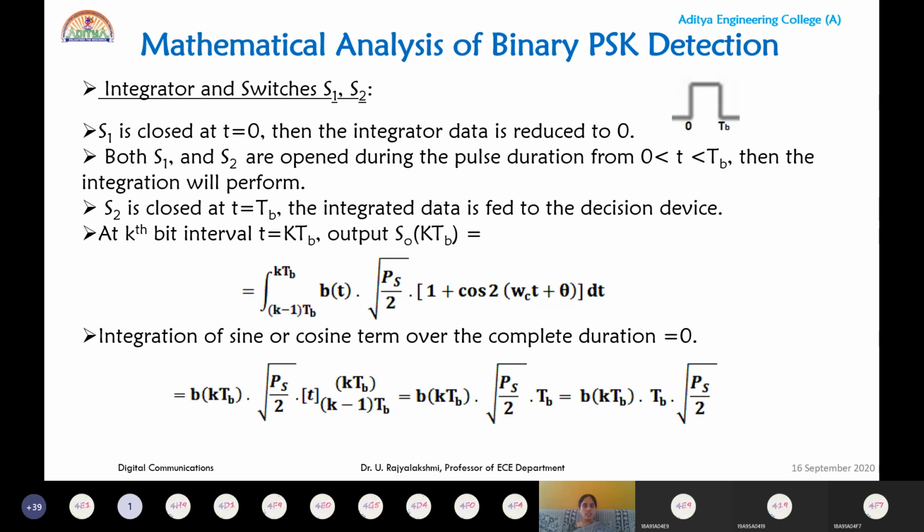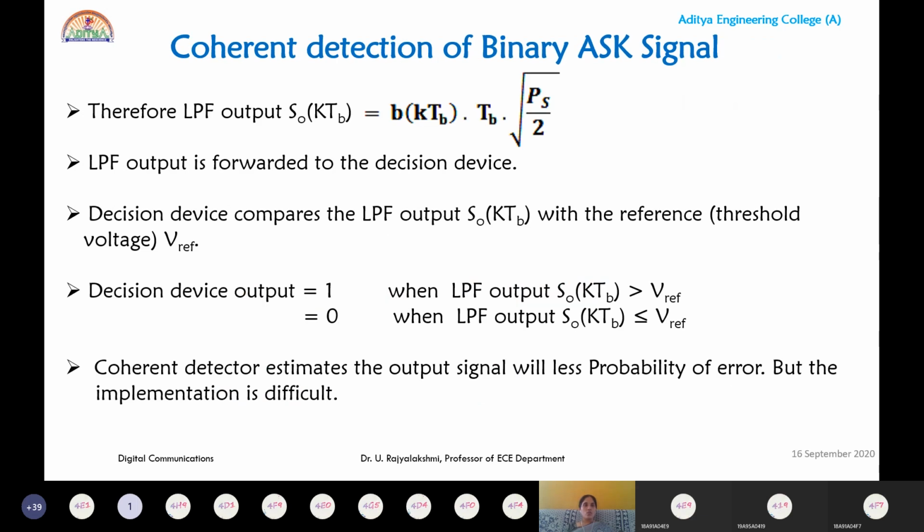So now this low pass filter output is fed to the decision device. What is the low pass filter output? B of kTB into TB into root Ps by 2. This is applied to the decision device. What will this decision device do? It will compare the low pass filter output with the reference.